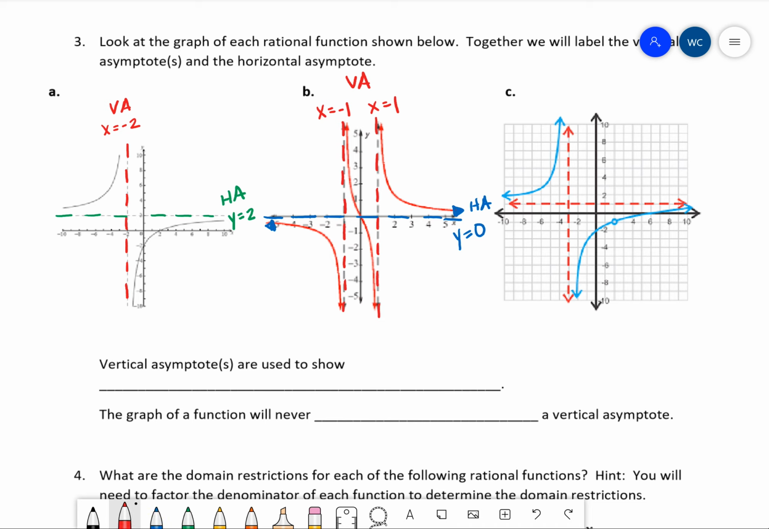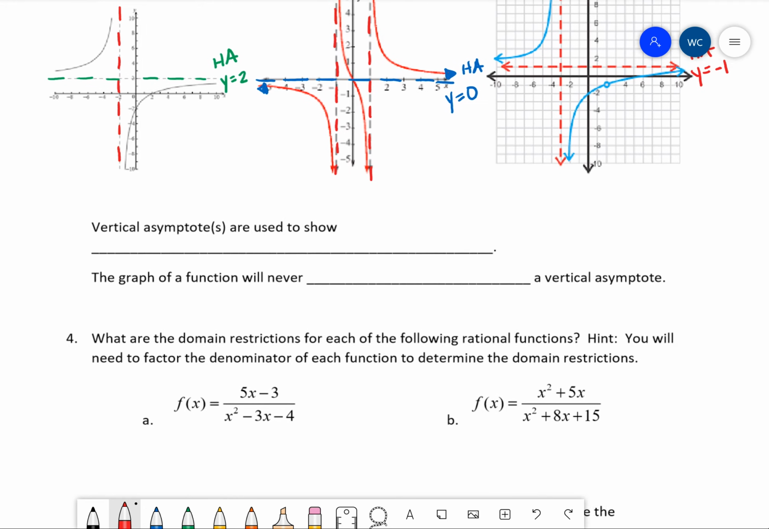All right, next one. Vertical line, I'm going to pay very close attention to my scale. It looks like I have a vertical asymptote at x equals -3. I have a horizontal, if I pay attention again, I have a horizontal asymptote, and it is at y equals -1.